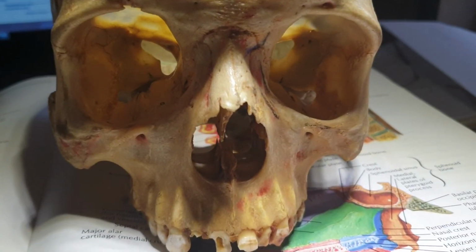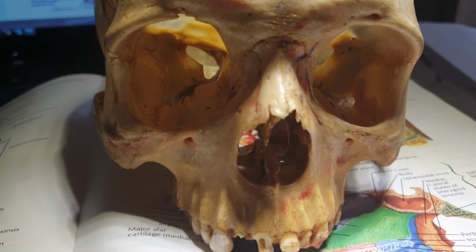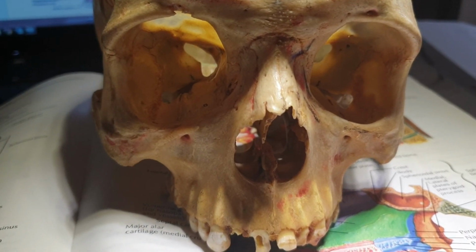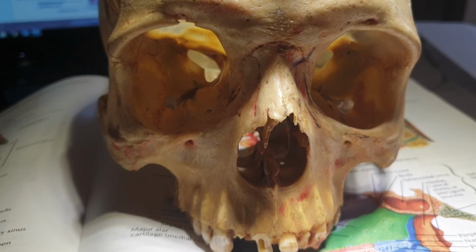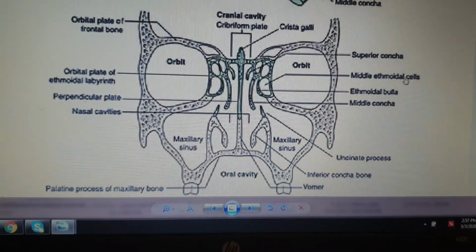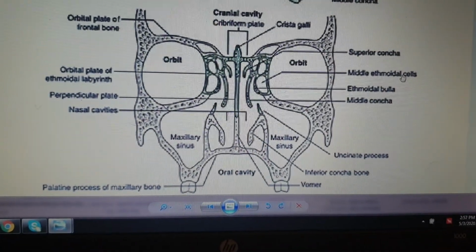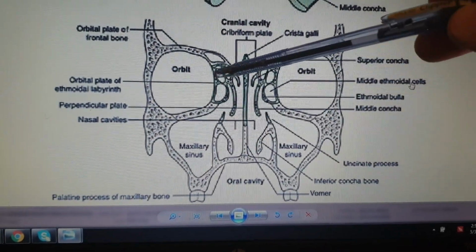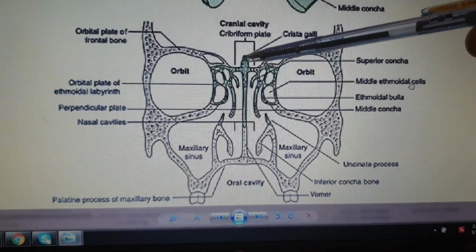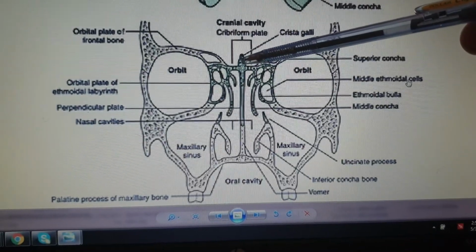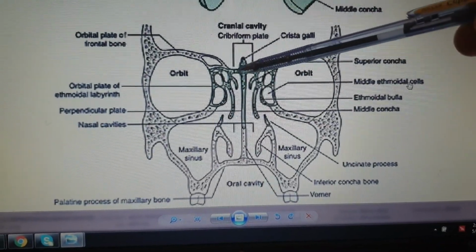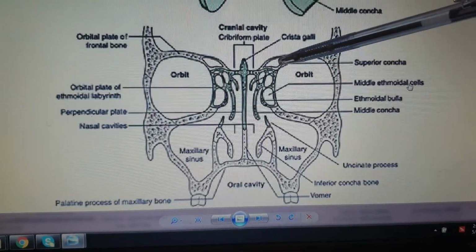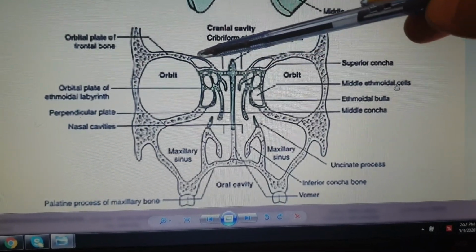Now I will show you a diagram so you can understand the different parts of the ethmoid bone more easily. Now here is a diagram showing the different parts of the ethmoid bone. This bone with the darker color is the ethmoid bone. This structure over here is the crista galli, and on both sides of the crista galli is the cribriform plate, and then comes the orbital plate of the frontal bone.